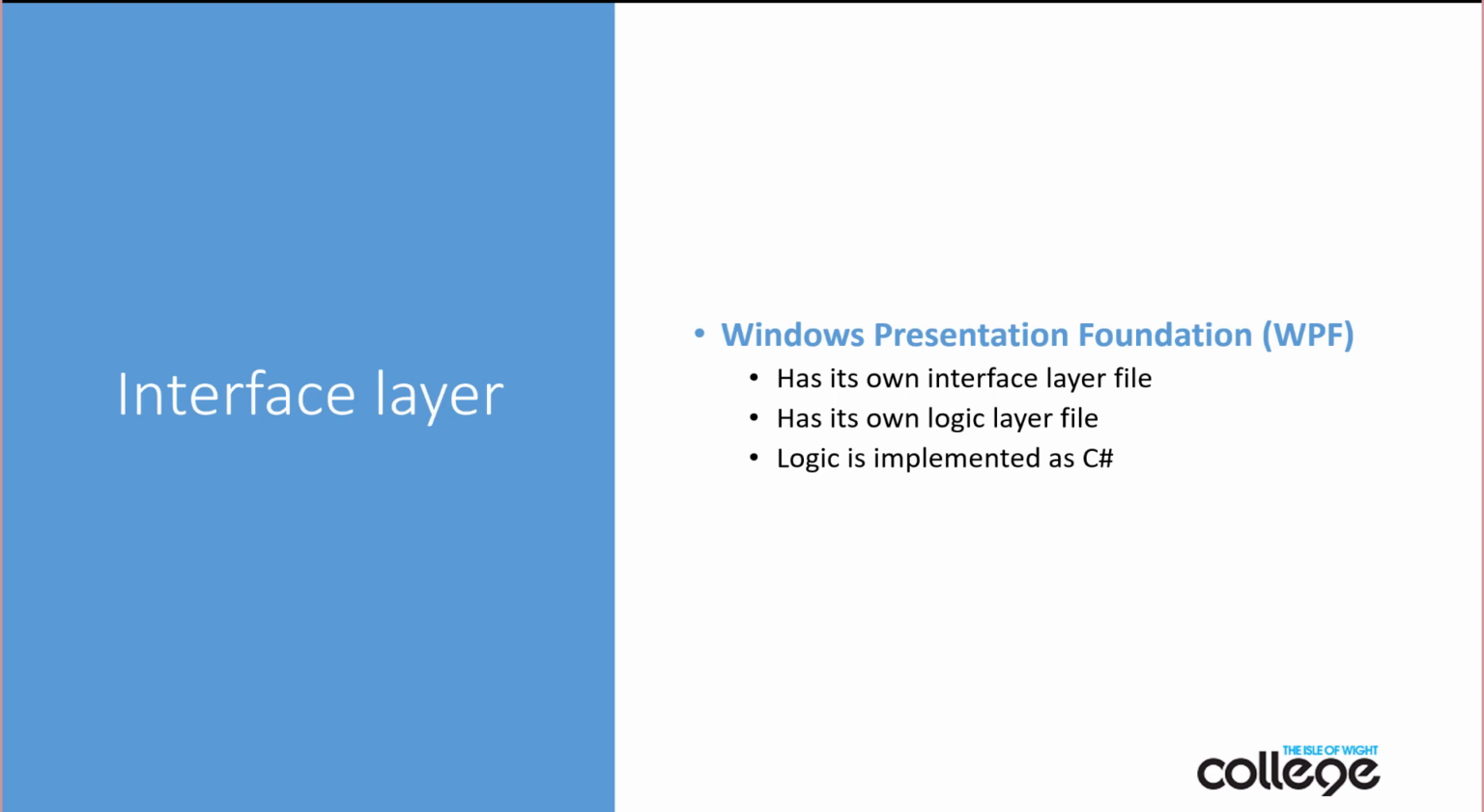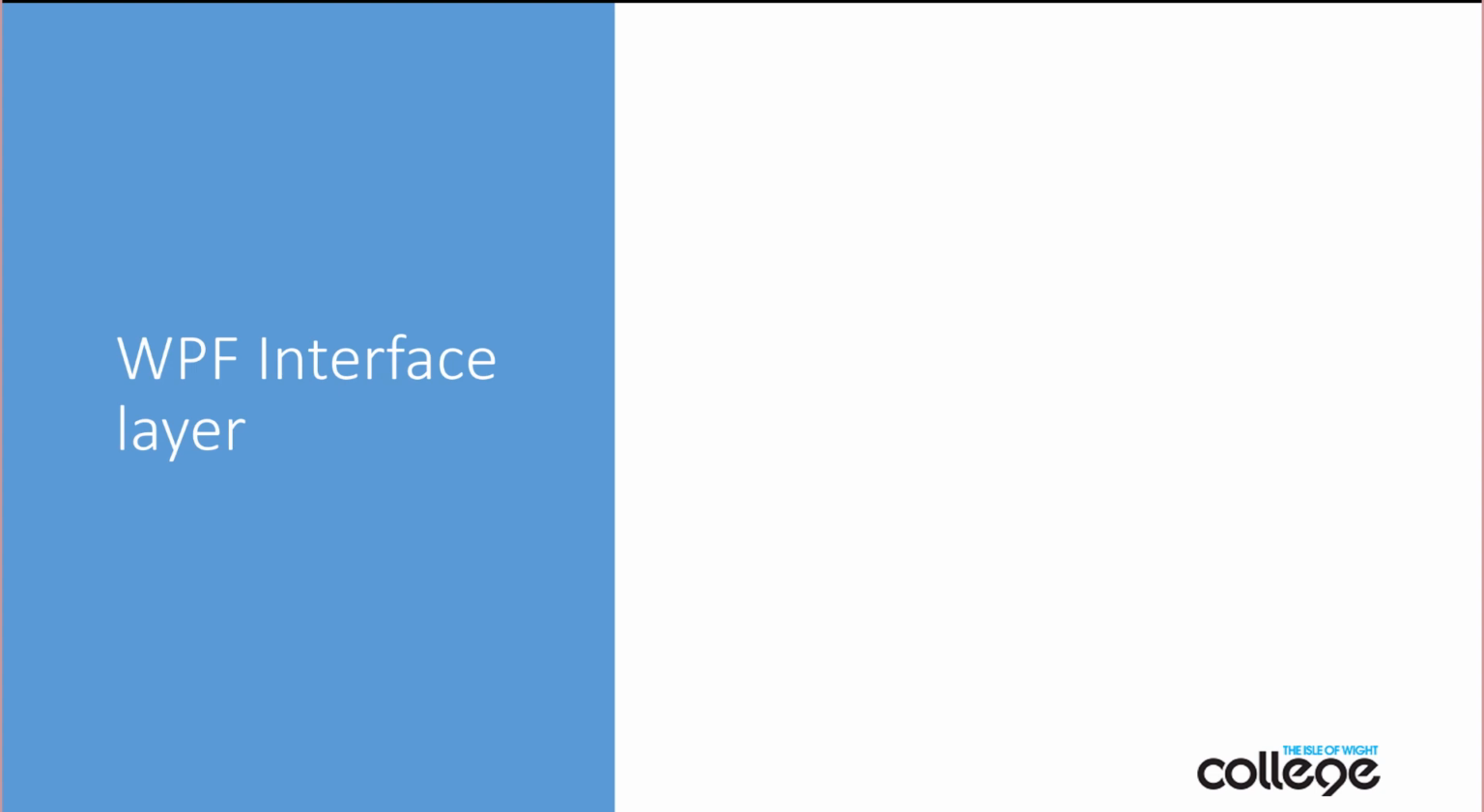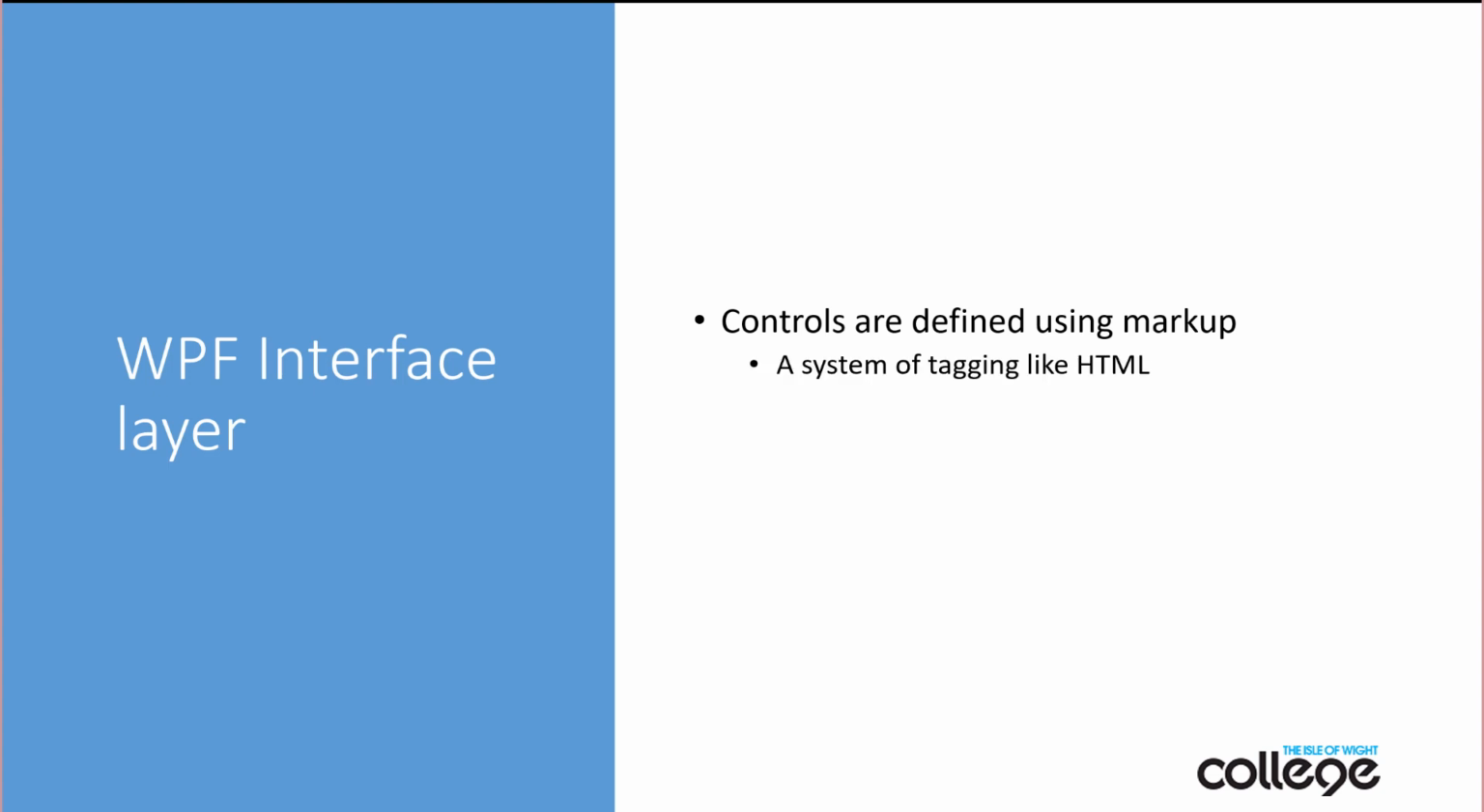So let's think about the interface layer first. The controls that we use are defined using what's called markup. Now, you've got some experience with web development, so you should be able to think about this as a system of tagging like HTML. And right at the end of this, I'm going to give you some code that's going to be some markup as applied in WPF. One of the great benefits of using this system is that instead of using an XY coordinate system, the controls that we use are relative to each other, not absolutely fixed in position.